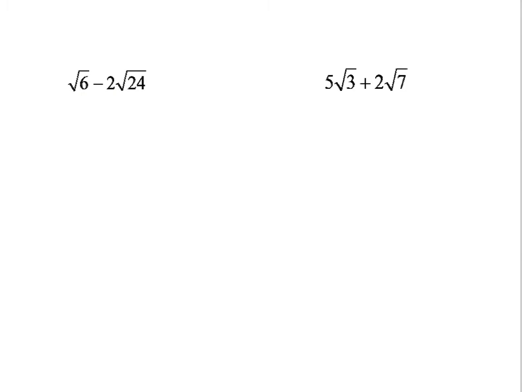I have root 6 minus 2 root 24. Well, they're not like radicals, or at least they're not like radicals yet. Root 6, there's nothing I can do with that one. However, root 24 is 2 times root 6, because 24 is 4 times 6.